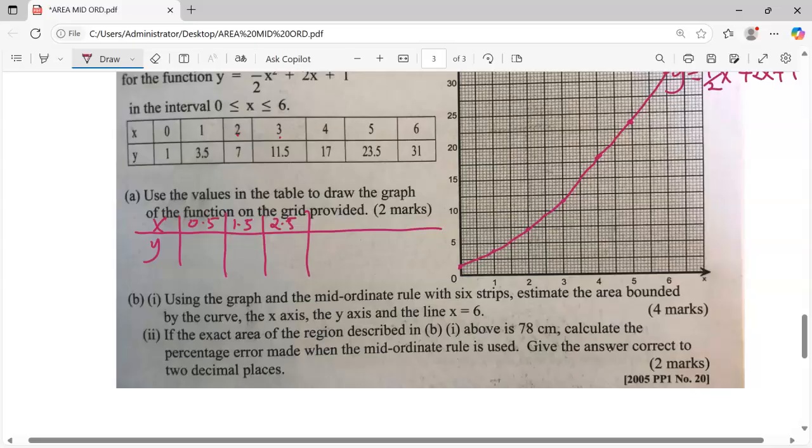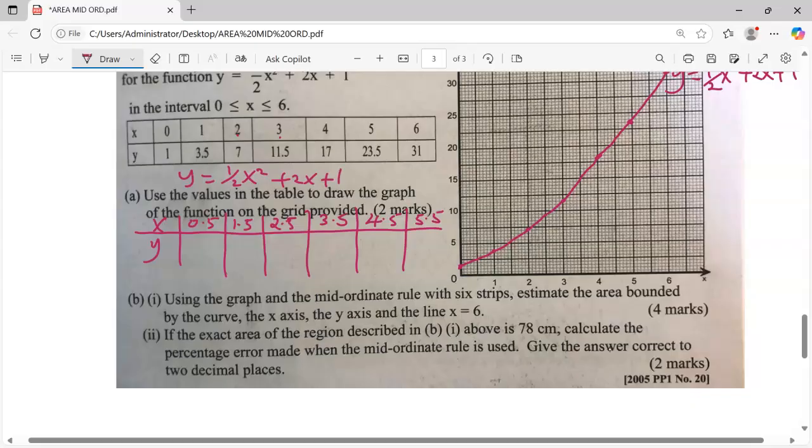And then between 3 and 4, we have 7 divided by 2, giving us 3.5. Between 4 and 5, the midpoint of that is 4.5. And lastly, between 6 and 5, we are going to have 5.5. You simply add the 2, you divide by 2. Once we have gotten that, remember the function is y is equals to half x squared plus 2x plus 1.